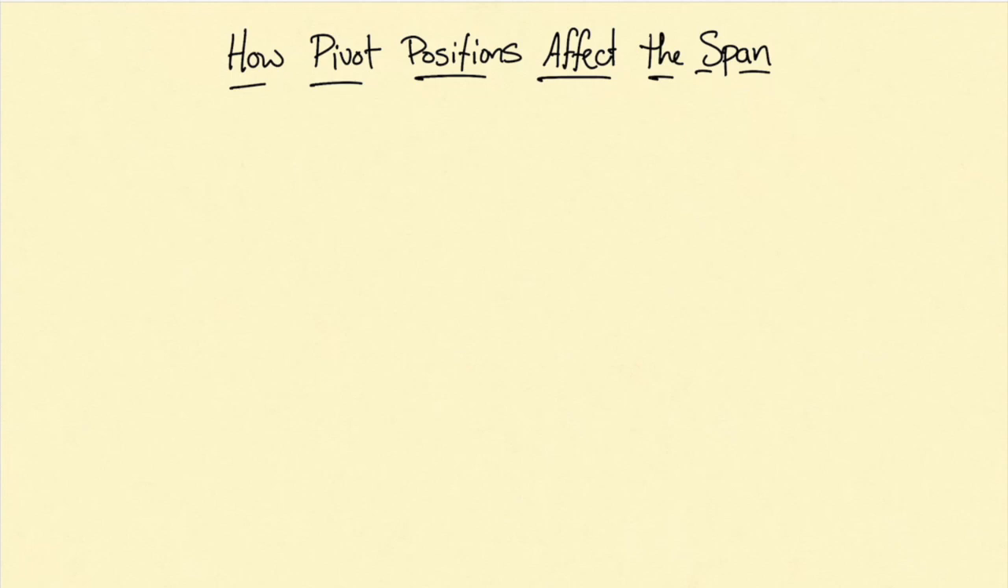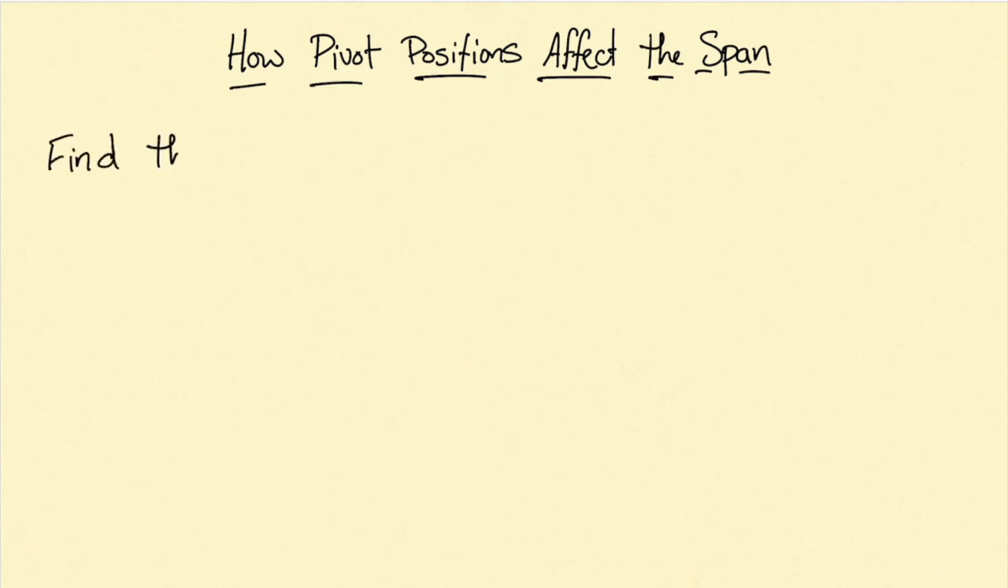In this video, I want to point out some things that we already know about pivot positions in a matrix and consistency of a matrix and how those affect the span of a set of vectors. So I want to do this by talking about a few examples. Let's first start out with an example where we're just computing the span of a single vector.